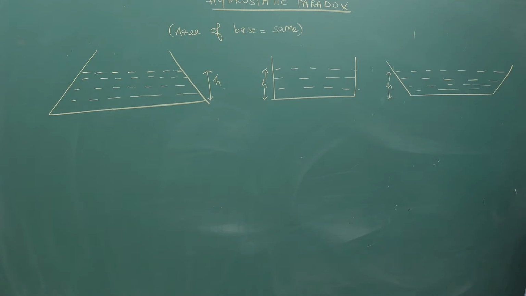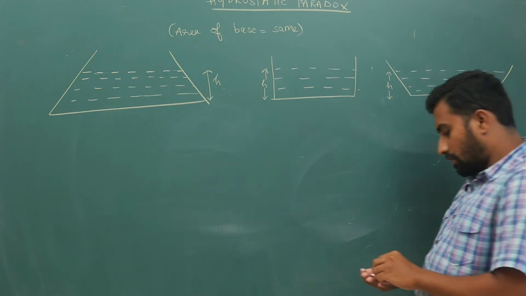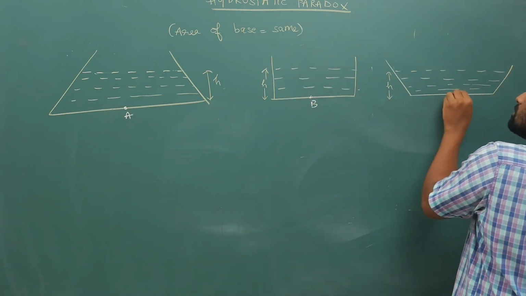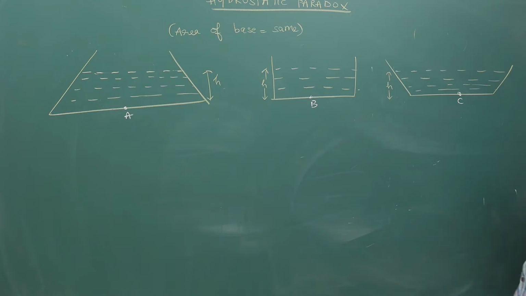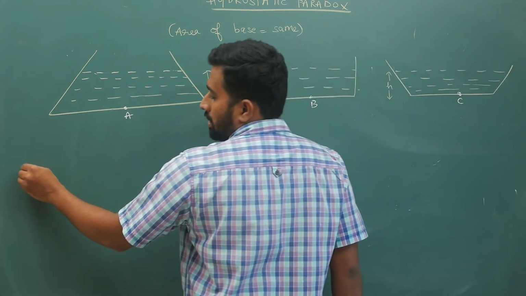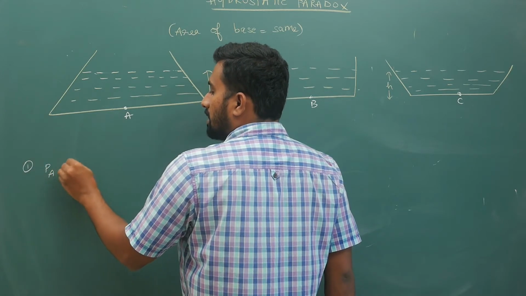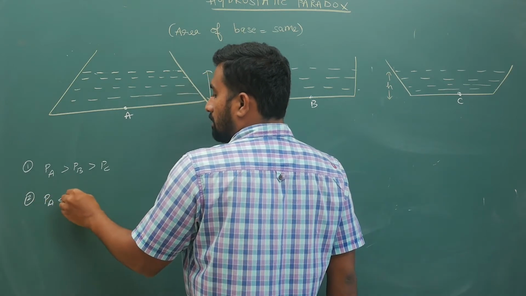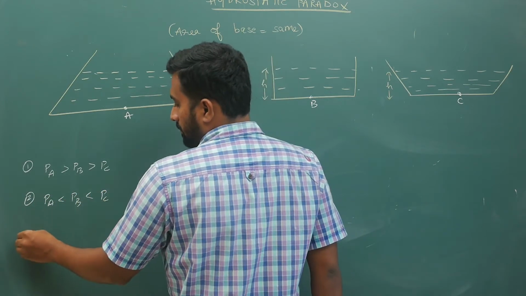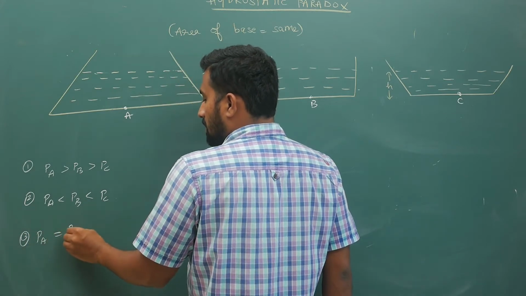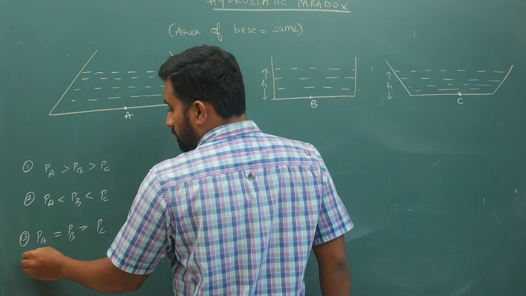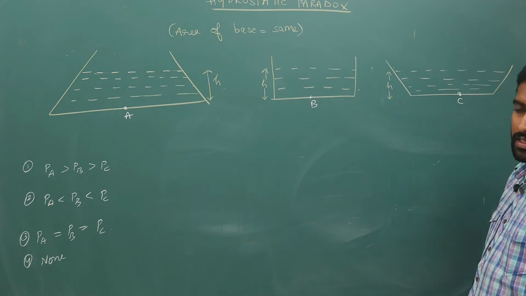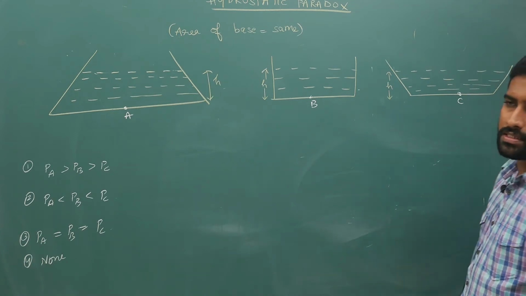What is your question? Let me tell you. If you take this point as A, this point as B, and this point as C, the options are: pressure at A greater than pressure at B greater than pressure at C; pressure at A less than pressure at B less than pressure at C; pressure at A equal to pressure at B equal to pressure at C; option 4, none.